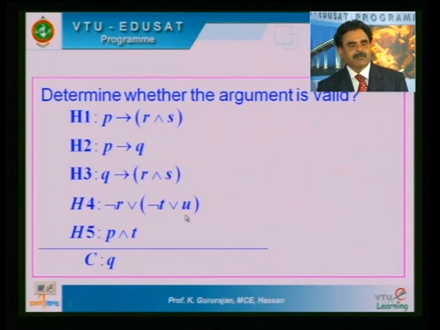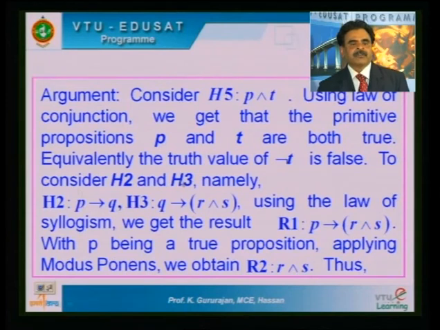Now, here what happened? Because R is true, negation R is false. Because T is true, negation T is false. But this statement is true. This will be possible only when U is true. So, the conclusion is that all the five premises will imply U. Yes or no? The same I have explained.